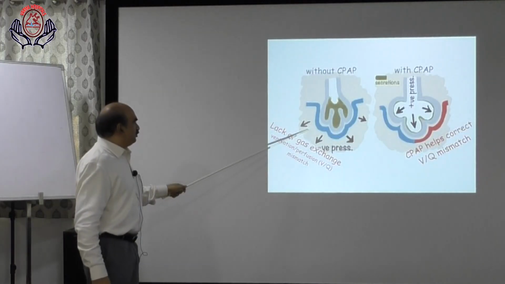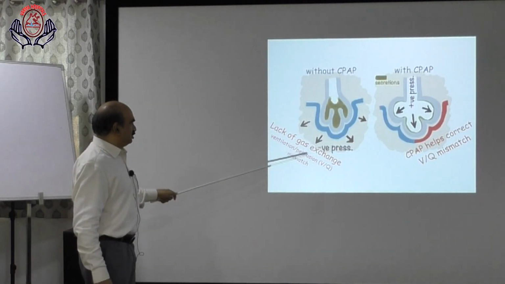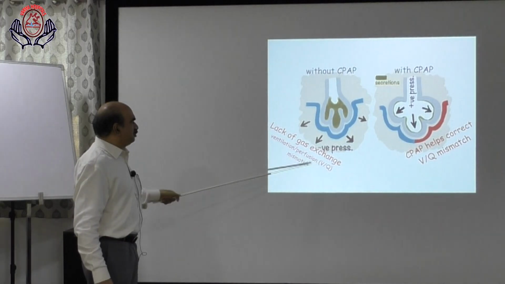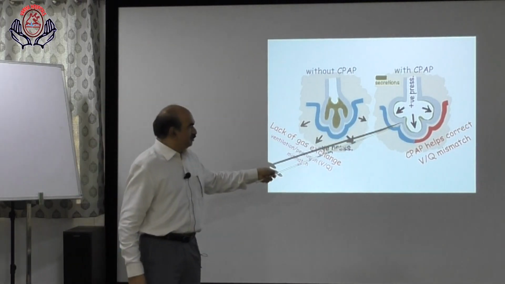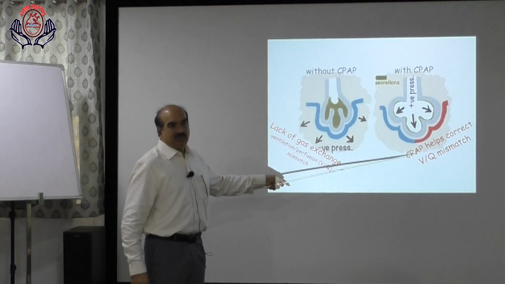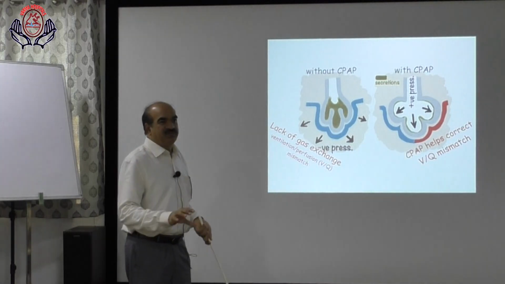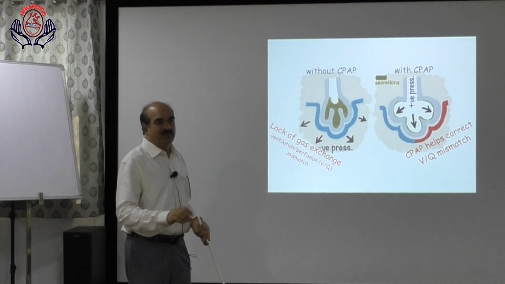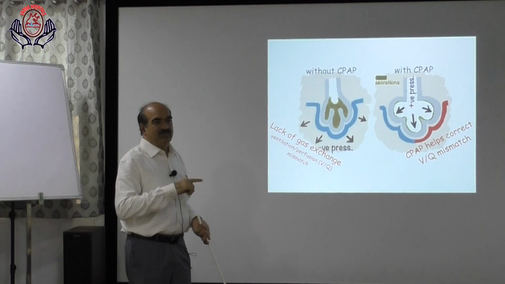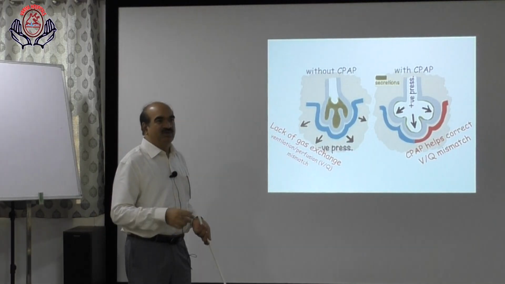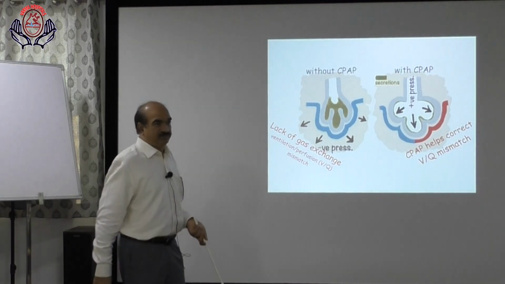Without CPAP, there is lack of gas exchange because ventilation-perfusion is affected, a VQ mismatch. But with CPAP, it corrects the VQ mismatch. It provides alveolar oxygenation. So in pure oxygenation failure, we will plan for CPAP. If there is ventilation failure, go for BiPAP. Or if there is combined ventilation and oxygenation failure, go for BiPAP in NIV.